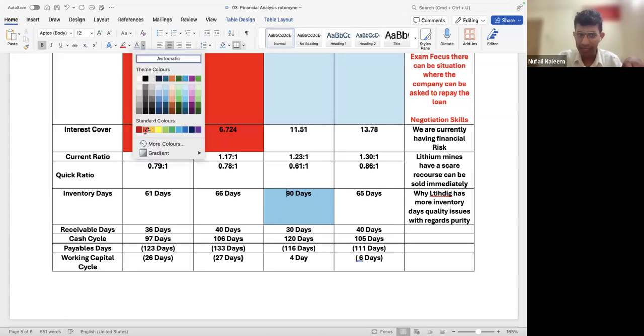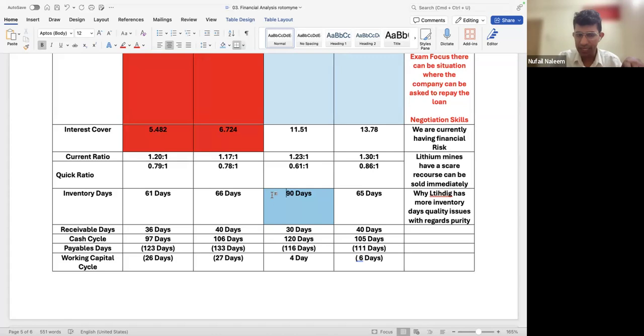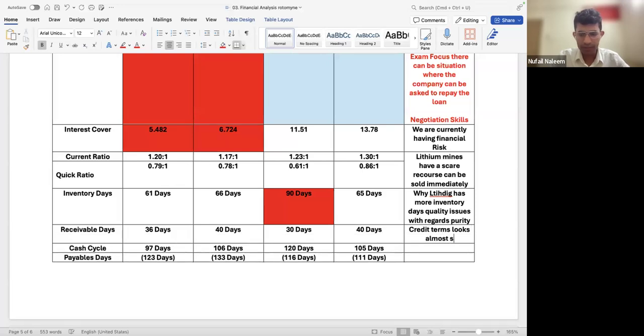Can I get a Y in the chat box, students, quickly? If you understand, I'm sorry for that. But are you getting that perspective? 90 is not good for our competitor, but 60 is good for us. Are you all clear? Now, credit terms look similar. So I'll write in here credit terms look almost similar. So we don't have any risk in that.